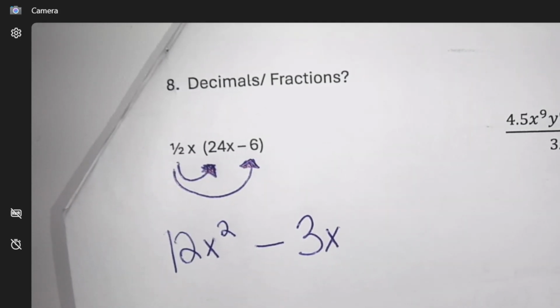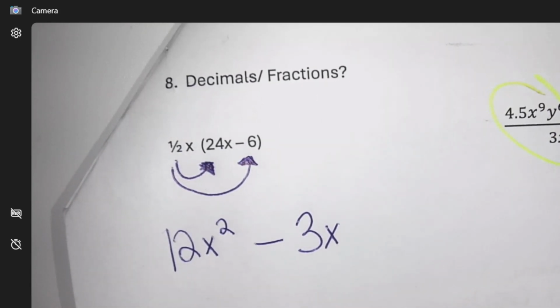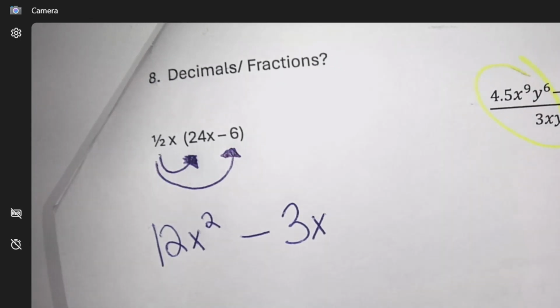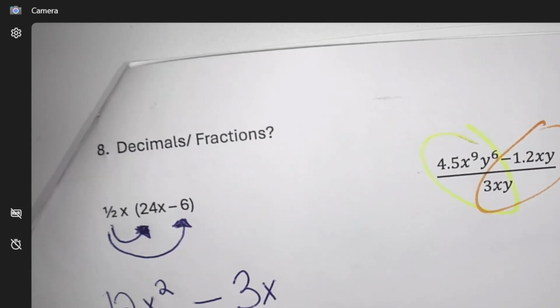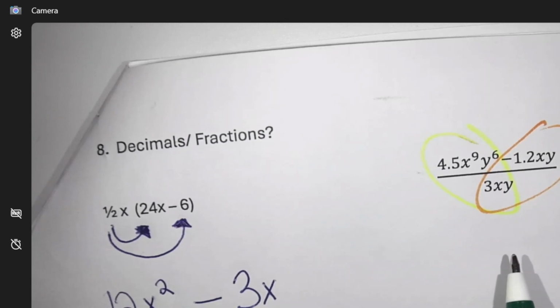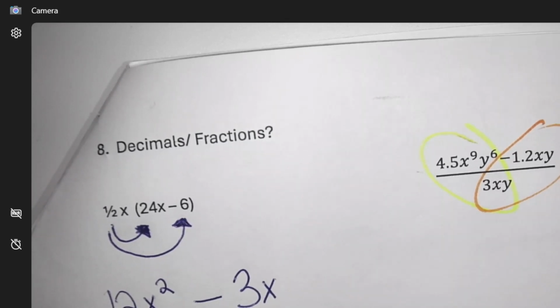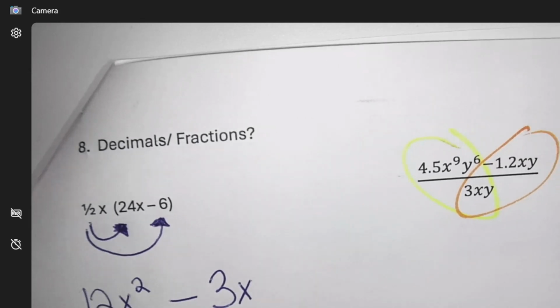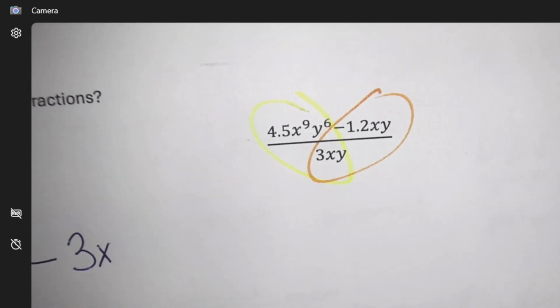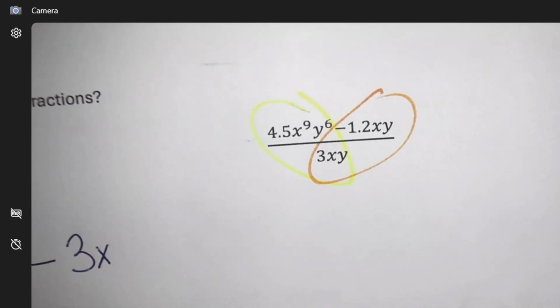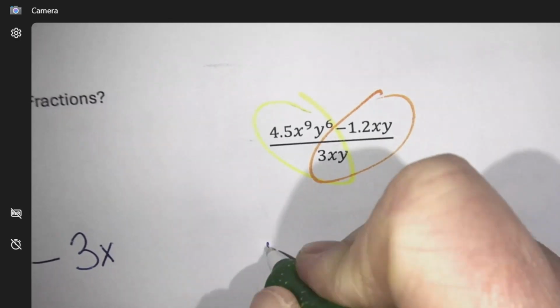Okay, and the last question has some decimals in it. So we're going to do turns here. We have to distribute. There's my distribution. Okay, 4.5 divided by 3. Here's the trick. You don't know what that is, but do you know what 45 divided by 3 is? Oh, yeah. 15. So what's 4.5 divided by 3? 1.5.